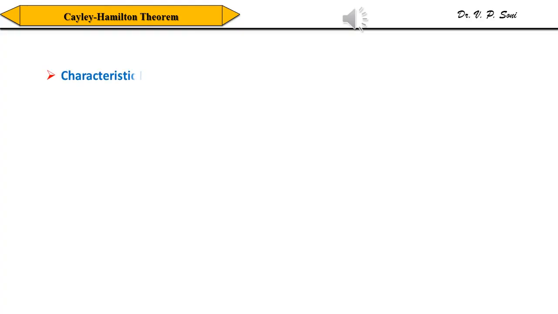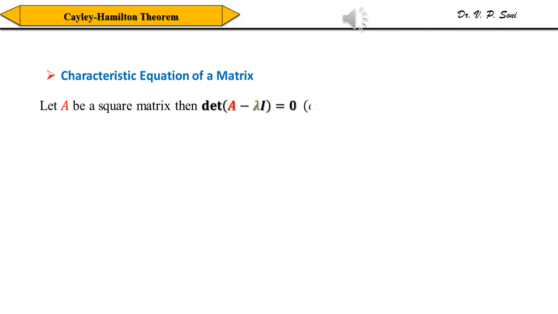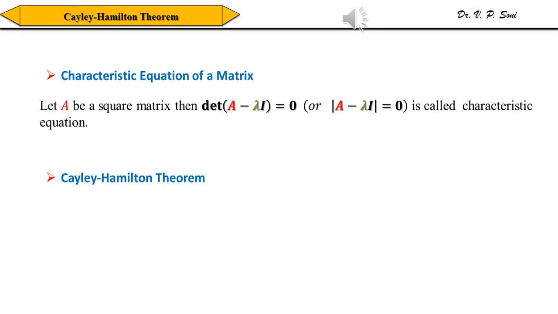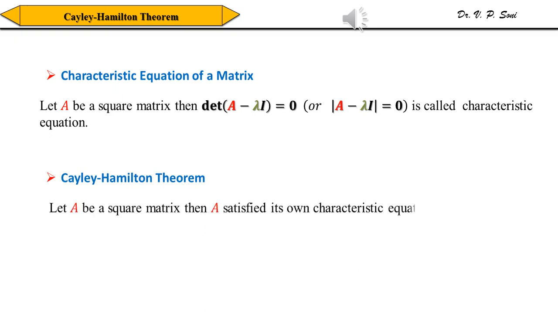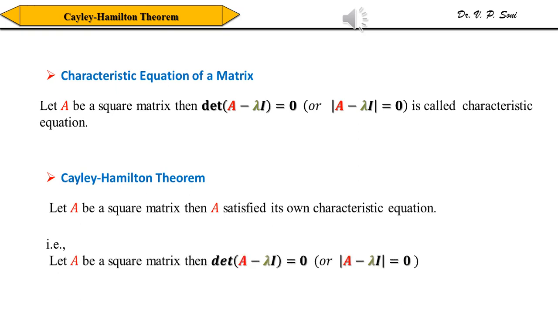Characteristic equation of a matrix. Let A be a square matrix, then determinant of A minus lambda I equal to 0. This equation is called the characteristic equation. Now Cayley-Hamilton theorem: let A be a square matrix, then A satisfies its own characteristic equation.